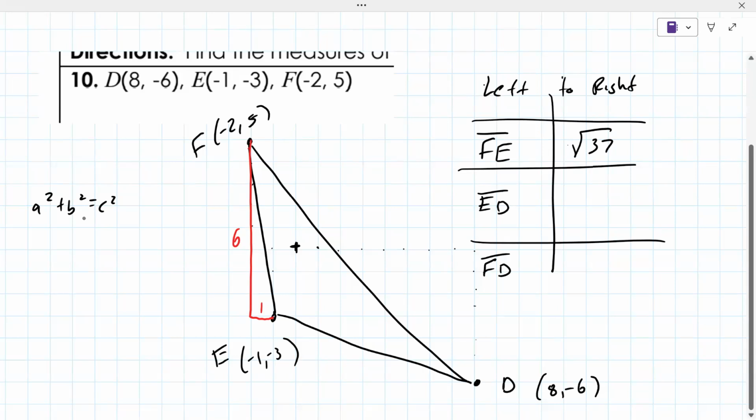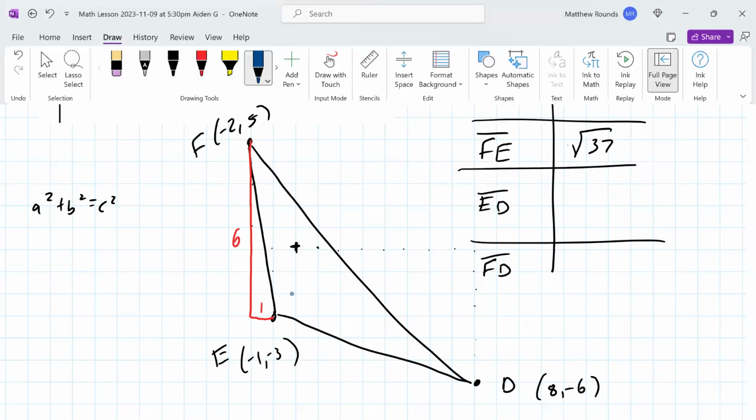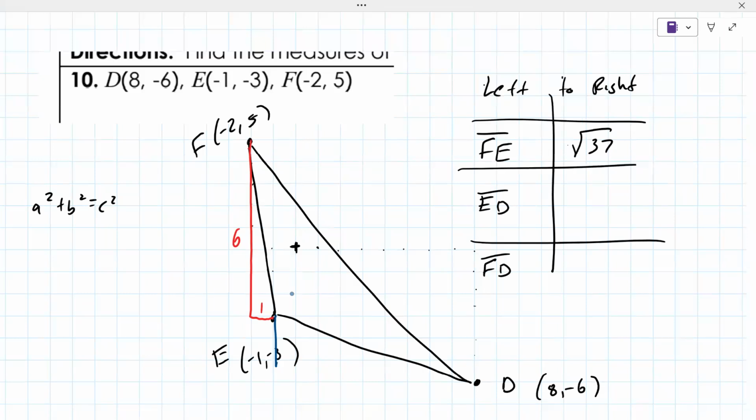So we can do the same thing from E to D. We can draw this triangle here. It's got side 3, and the length here, you're just counting 1, 2, 3, 4, 5, 6, 7, 8. So same idea. Could you square both of those legs for us? So 3 and 8.